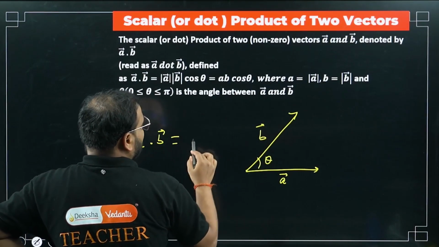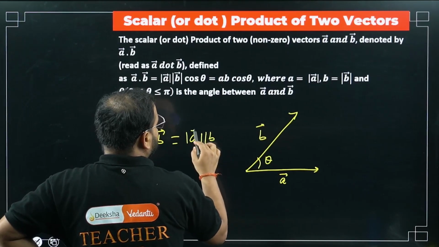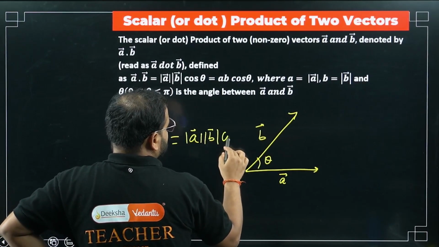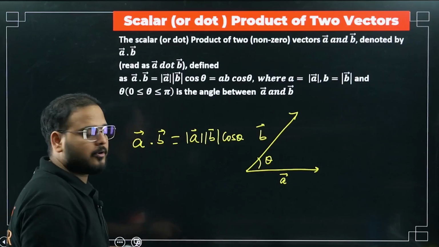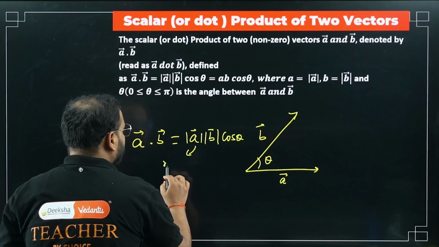So you'll have the output as simply |A||B| cos theta. This is the output. See, what does this represent? This is the magnitude of the vector A, right?